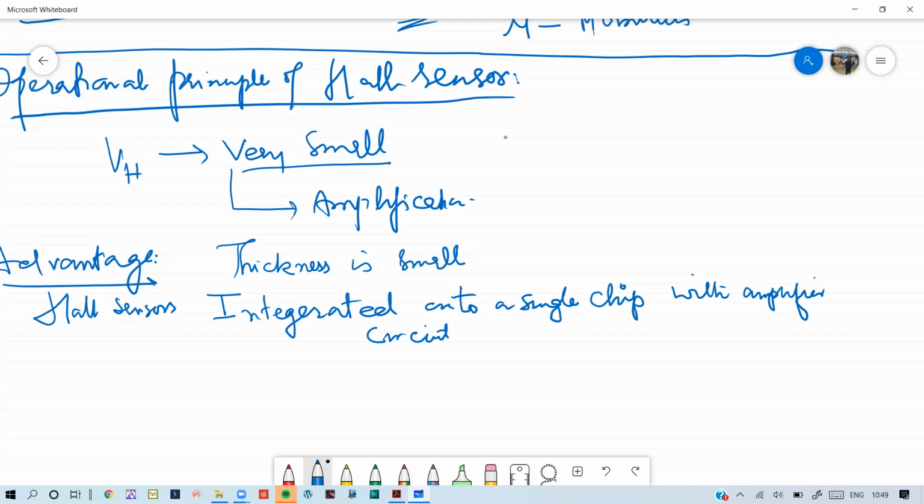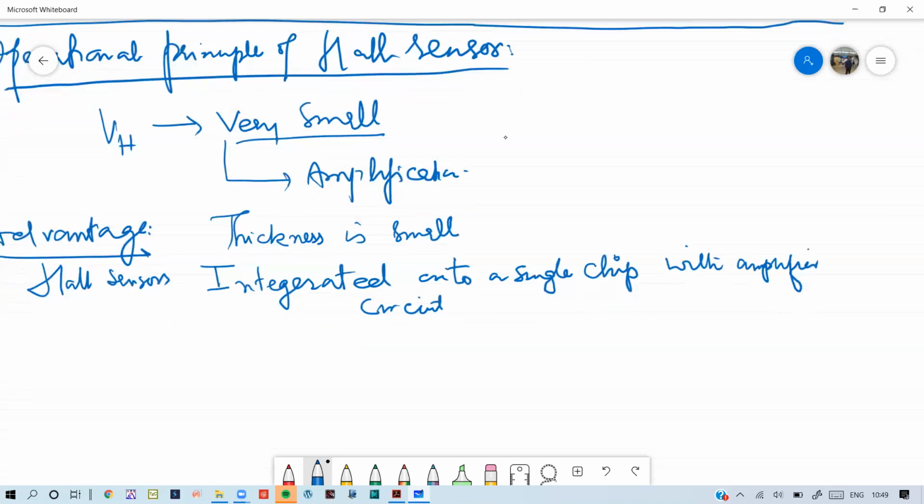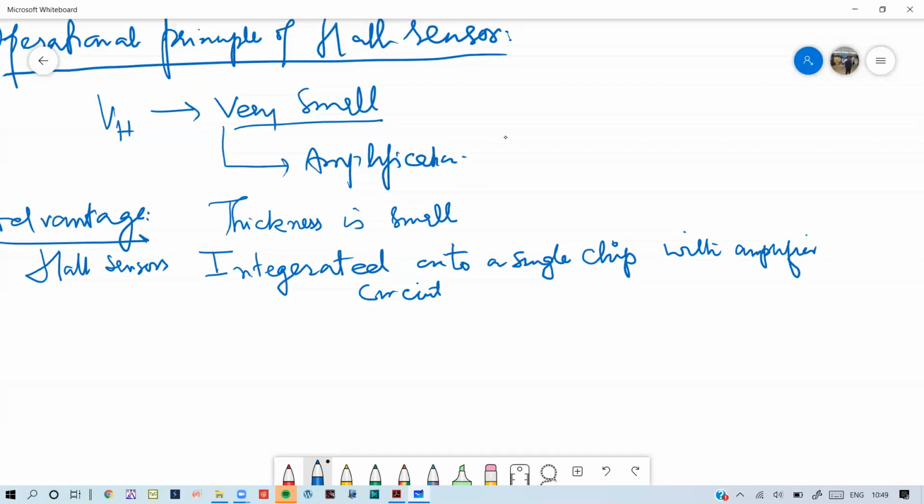If there's any noise, you can remove that noise. There's a technique called the lock-in technique to remove the noise from the signal. And both can be integrated onto a single chip, mostly silicon. So we use Hall sensors of silicon material, a silicon semiconductor.